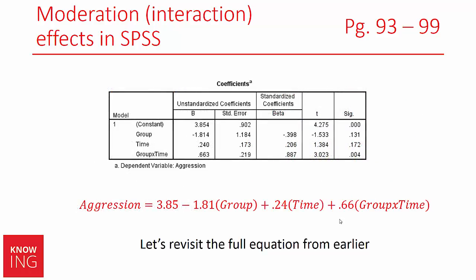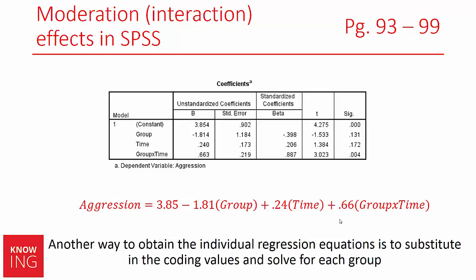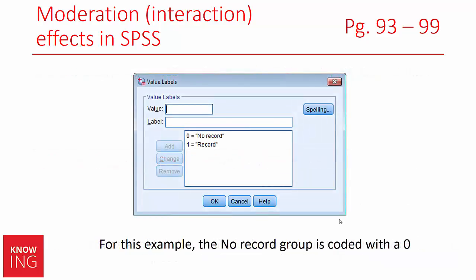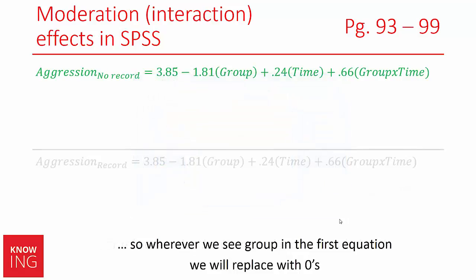Let's revisit the full equation from earlier where we had the moderator included in the model. Another way, unlike what we just did with SPSS, to obtain the regression equations is to substitute in the actual coding values and then solve for each group. In other words, we'll have to do this twice, one for the no record group and one for the record group.